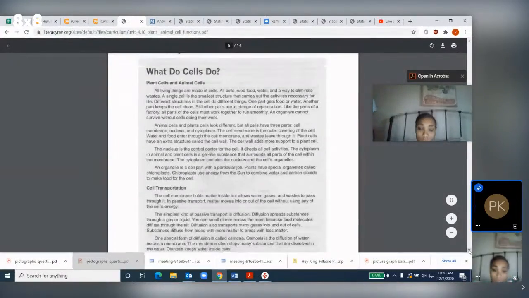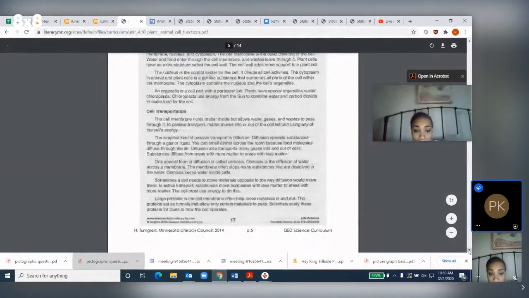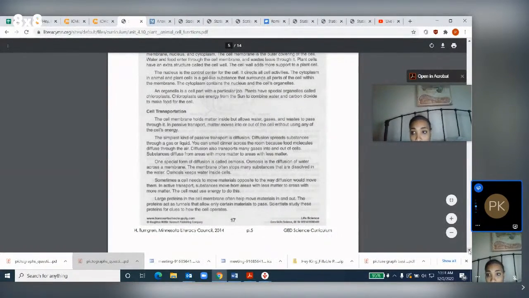Okay. So now we're on to cell transportation. The cell membrane holds matter inside, but allows water, gas, and waste to pass through it. In passive transport, matter moves in or out of the cell without using any of the cell's energy. The simplest kind of passive transport is diffusion. And diffusion spreads a substance through a gas or a liquid. You can smell dinner across the room because food molecules diffuse through the air. Diffusion also transports many gases in and out of cells. Substances diffuse from areas with more matter to areas with less matter.